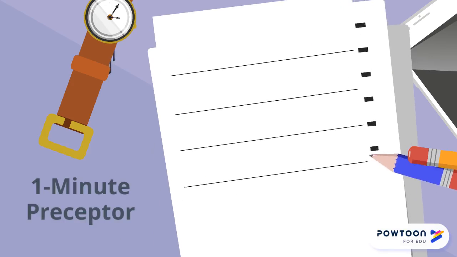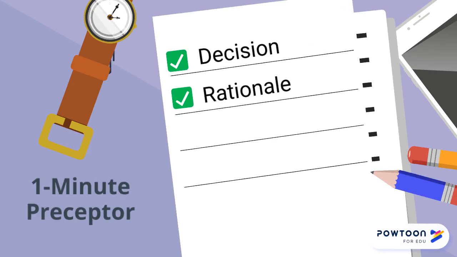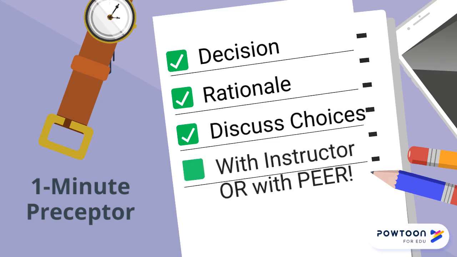Just to review, the 1-minute preceptor is a quick way to assess knowledge by having the student make a decision, provide rationale and evidence, and then discuss their choices. This can be done with the clinical instructor, but it's also a great way for students to learn from each other.